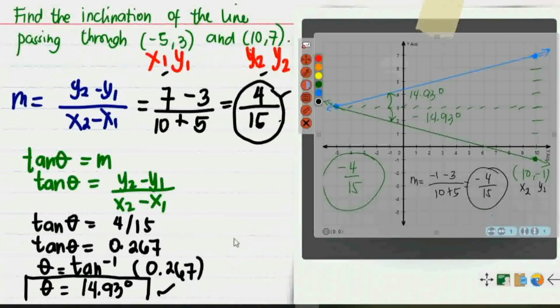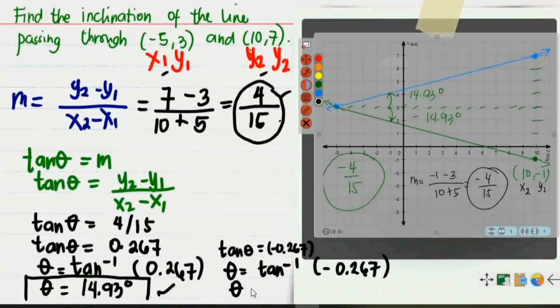And kapag yung sa angle natin, so tan theta is negative 0.267. So, magiging theta, pag kinalki natin yan, sa negative 0.267. So, yung theta natin is equal to negative 14.93 degrees.